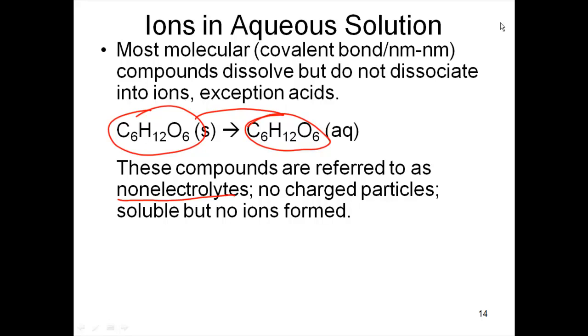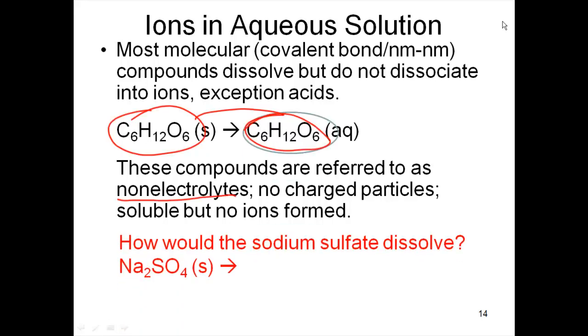So if you understand what we're talking about with bonding here, then we should be able to look at this next example. The question is, how would sodium sulfate dissolve? If I put sodium sulfate in water, how would it dissolve? Well, you have to look at the bonding there. We've got sodium sulfate, so you have sodium and sulfate. That's an ionic bond between those ions.